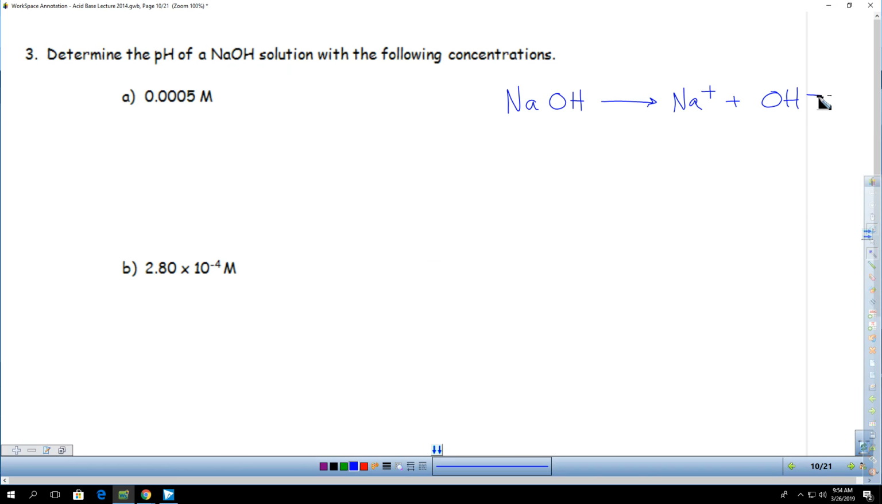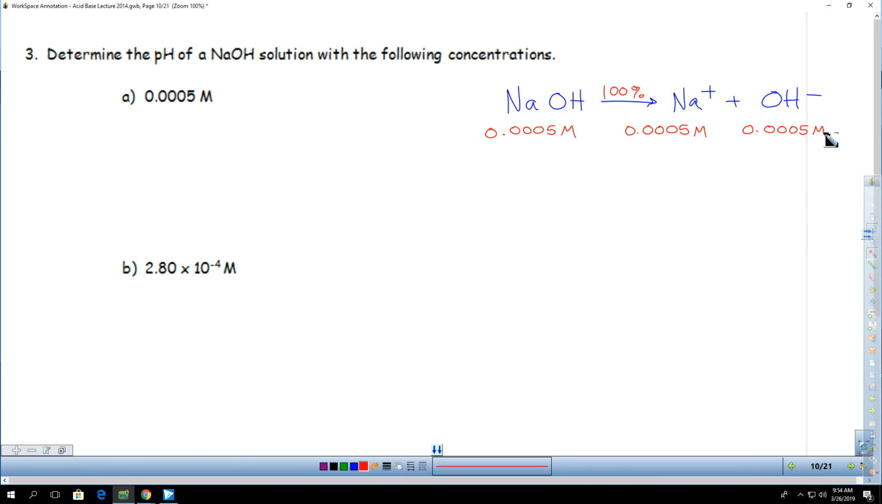And by saying that it's strong, we also mean that this happens 100%. 100% dissociation. So that's similar with the acid. If the concentration was 0.0005, there were 0.0005 moles of sodium hydroxide in a liter of solution. It dissociates fully. I'm going to get 0.0005 moles of sodium and 0.0005 moles of hydroxide.